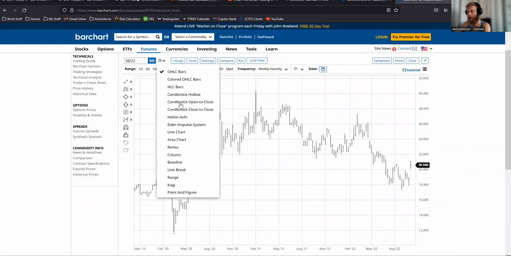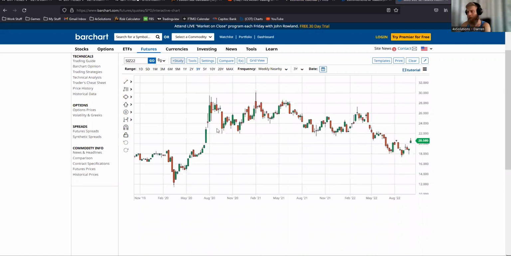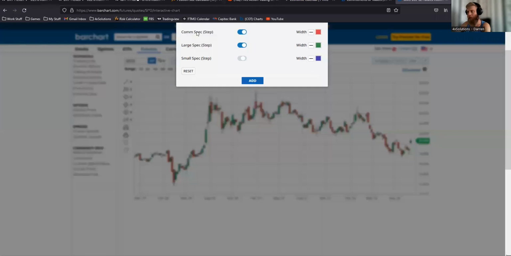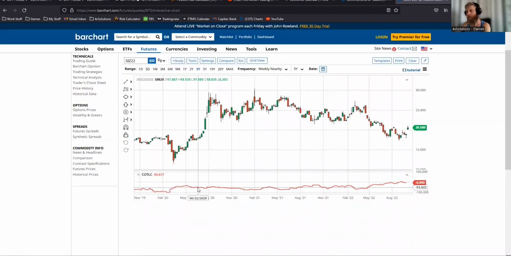Okay, so let's just get a candlestick chart here, and then we add commitment of traders, speculators for commercial only, and then we go full chart.